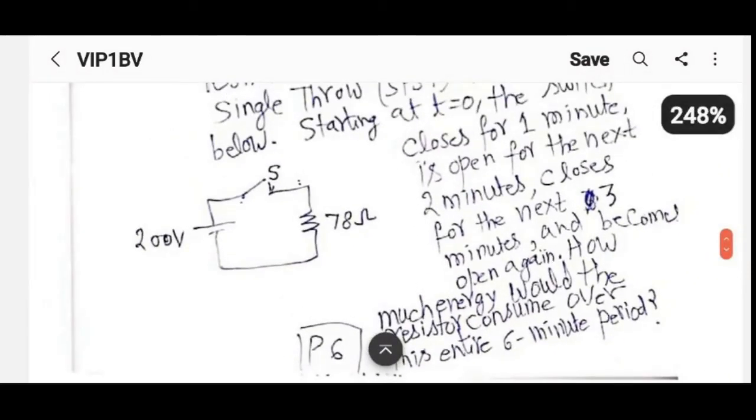In the second case, when the switch is open, obviously no power will be consumed and no energy will be consumed. So that answer is 0. But the other two time intervals will have an answer which will not be 0.